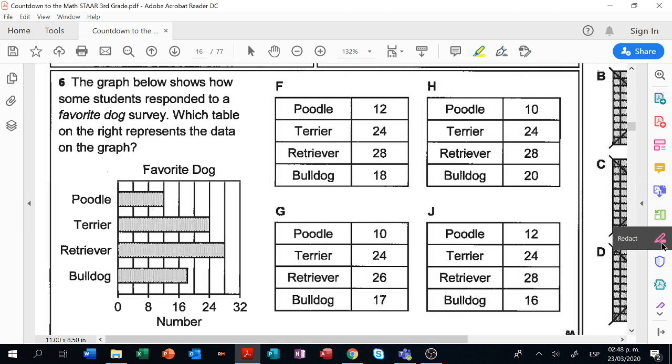So let's just try to find the answer. First, remember that before we move to the possible answers, we need to know the number on each of the bars right here. So let's begin. How many dogs are there for poodle? Well, I know that this is an 8, and then this is 16, and this is 24. It means that half of 8 is 4. Each line represents 4.